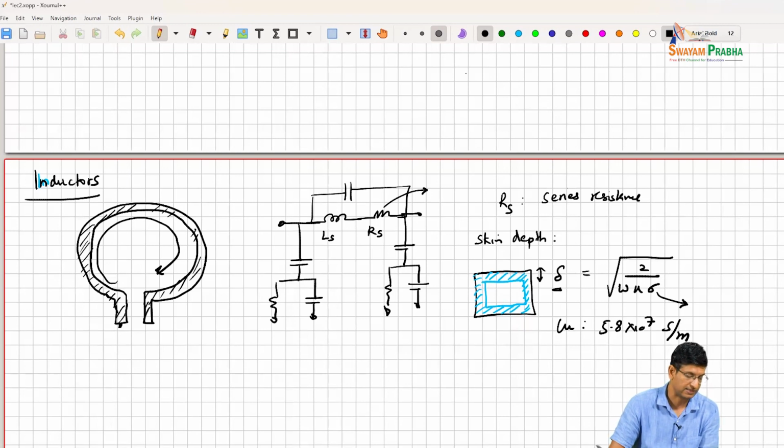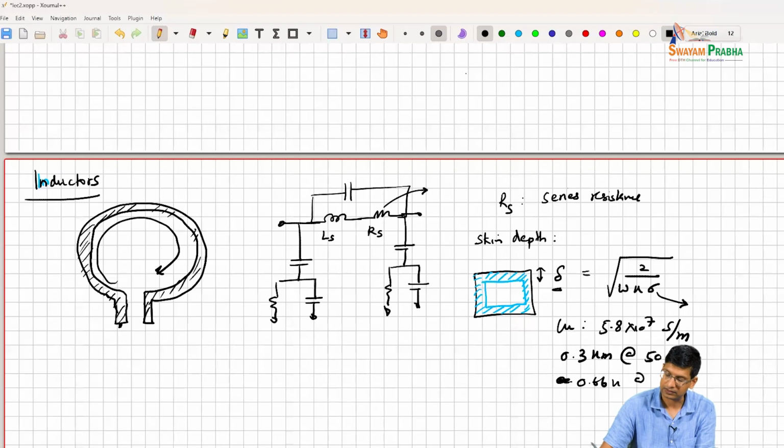So that basically tells you that copper, if I'm not wrong, is around 0.3 microns at 50 gigahertz, and around 0.66 microns at 10 gigahertz.